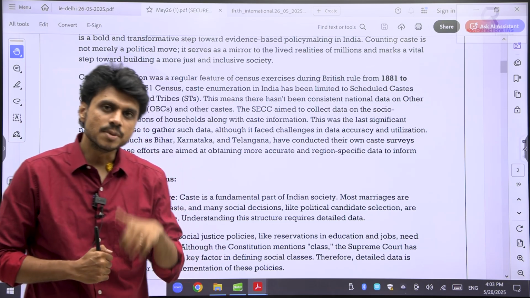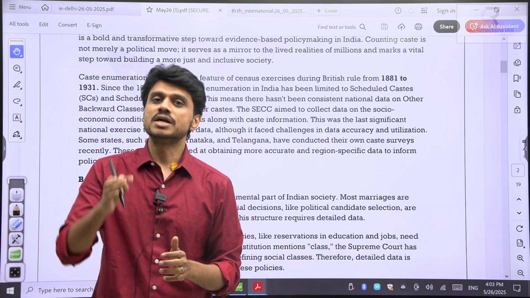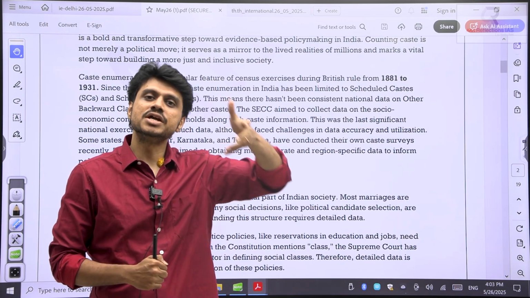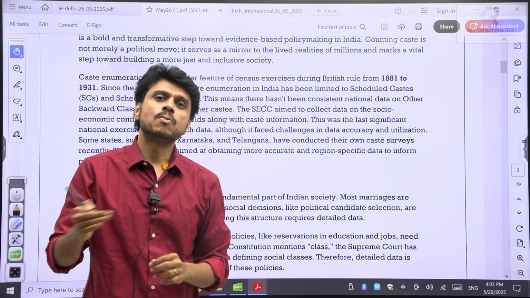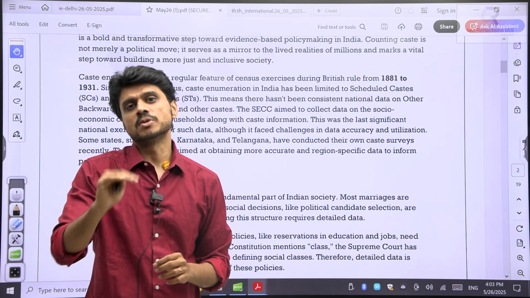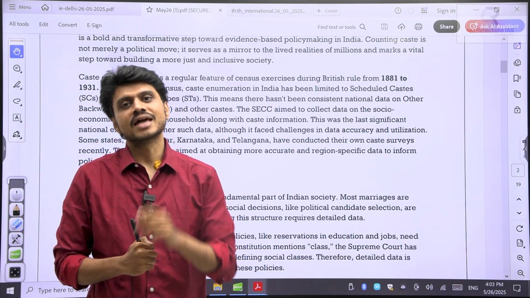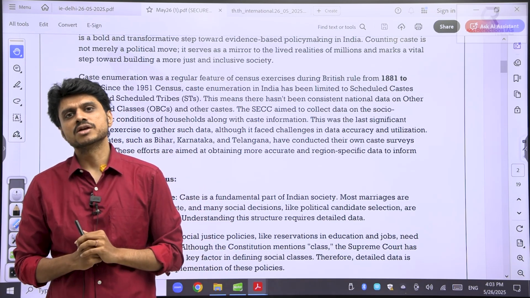Now there is a new debate, a new discussion, that a caste census has to be conducted. So during the census process, the caste-related data will also be taken up. Previously, this was demanded by the opposition party, but it was opposed by the government. Now the government has made a policy decision that a caste census will be conducted. So this is a basic understanding of the caste census.